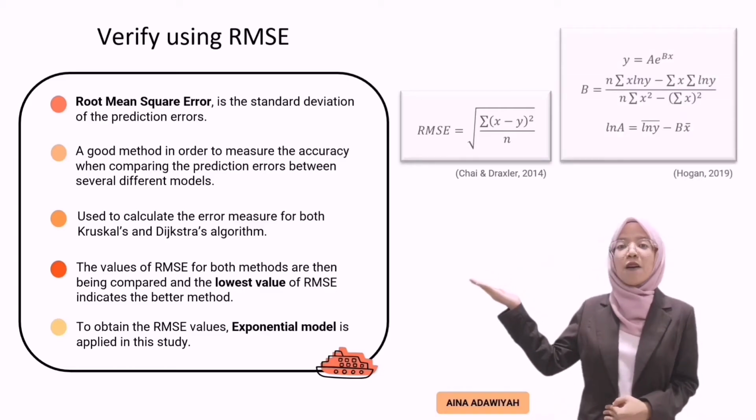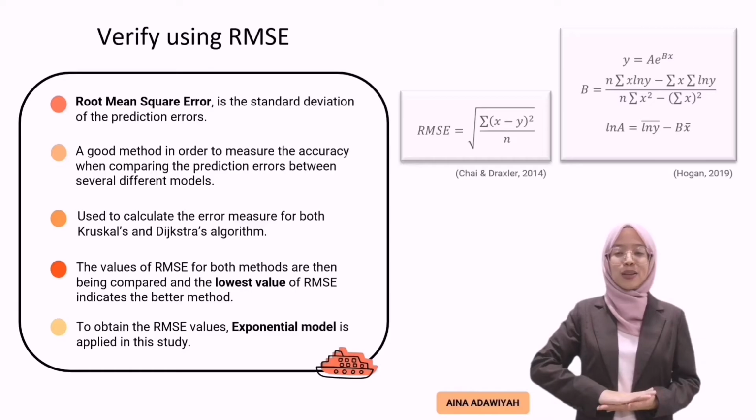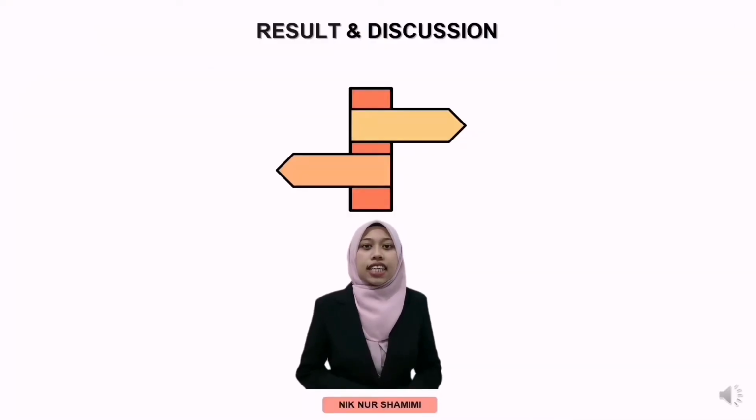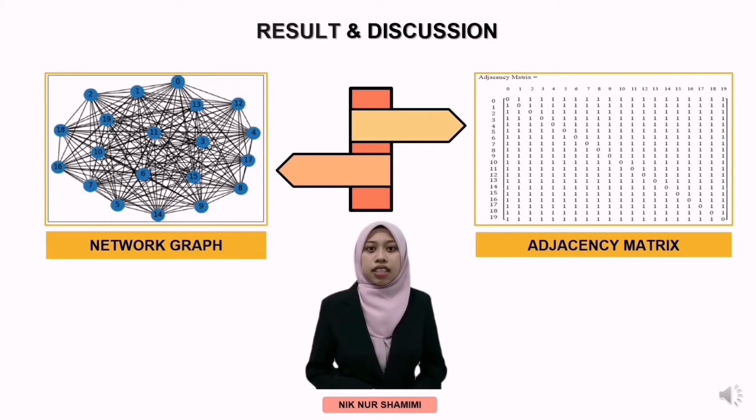This is the equation of the exponential model, which was obtained from Hogan 2019. Next is the result and discussion. This shows the graph plotting and adjacency matrix for all tourist attractions in Penang.